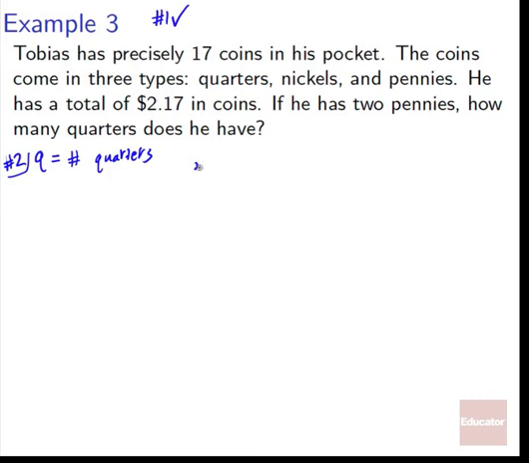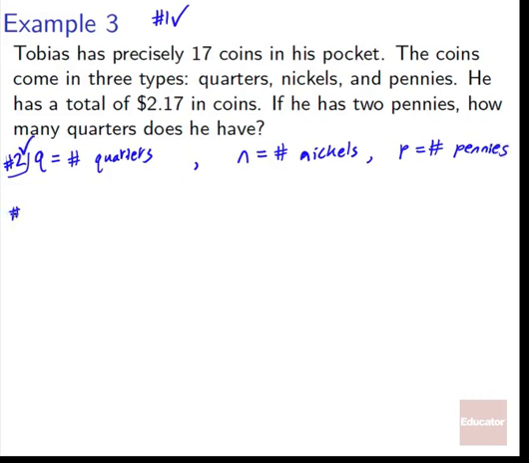Well, we'll probably also want to know how many nickels and how many pennies he has because they're connected to the other pieces of information right here. N equals number of nickels. And finally, P equals number of pennies. Those little reminders serve us to understand what's going on as we work through.